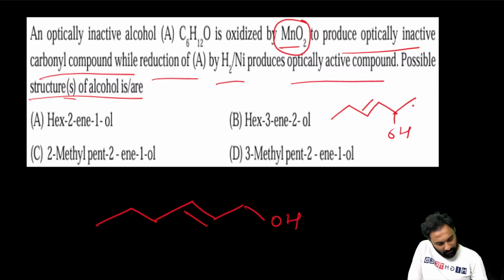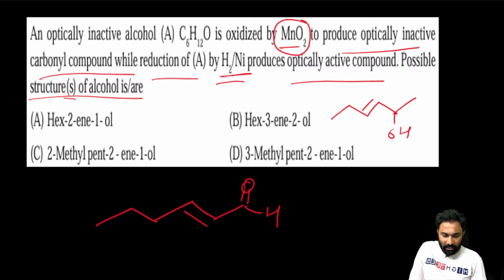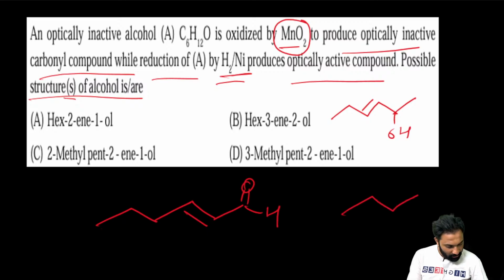Now you can see MnO2, it will be hexan-2-ol; first it will be converted into which one? This one will be converted into the aldehyde, right? Now this aldehyde upon H2/Ni, what will it do? Again it will be converted, and it will also reduce the double bond. 1, 2, 3, 4, 5, 6, and it gives the OH.